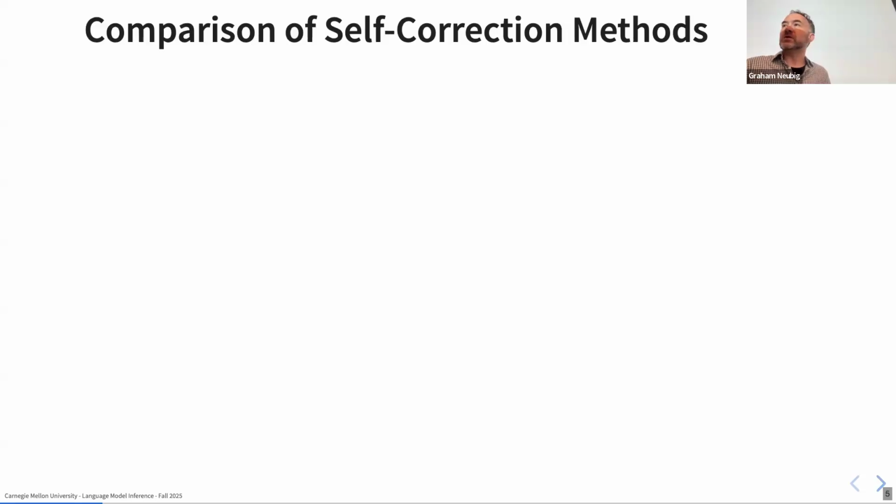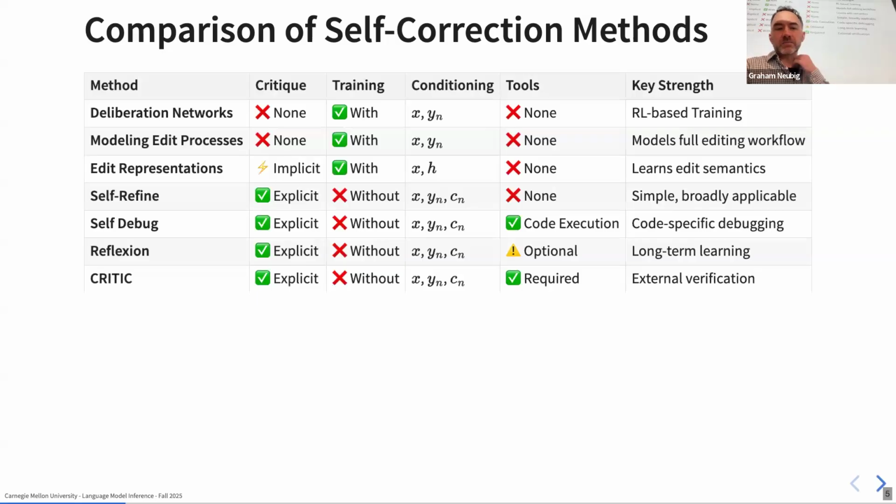And I'm going to be introducing 7 different papers today. 6 of them are kind of self-refinement methods. Another one is maybe related, but not exactly the same. And they are these papers. And we have this table here. I might come back to this table at the end, but basically you can see that some of them don't explicitly critique, some of them do. Some of them train the models, some of them don't. They condition on various different things. They either use tools or do not, et cetera, et cetera.